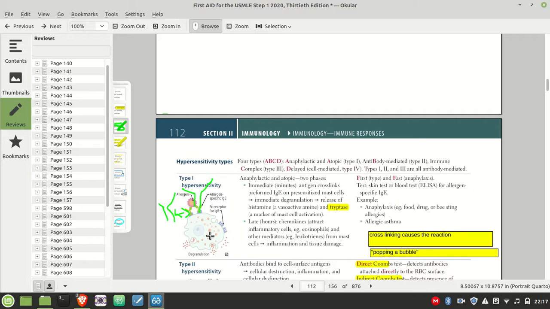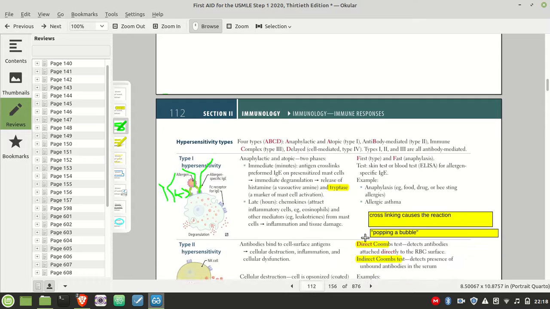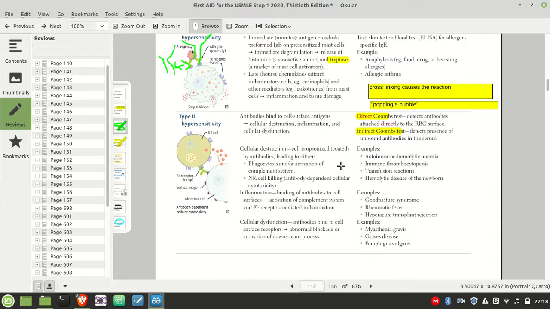okay? And then you have the release of all this histamine and stuff, and they love asking you about tryptase, because it's pretty specific, at least in questions it is, for mast cell activation. You'll want to say histamine, but think tryptase, okay. And of course it's super fast, but you don't need me to tell you that.